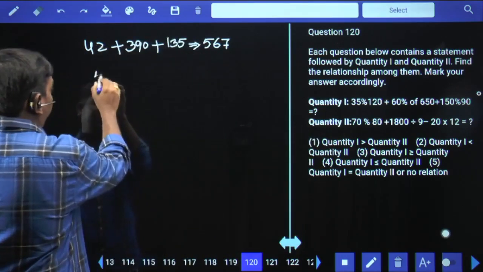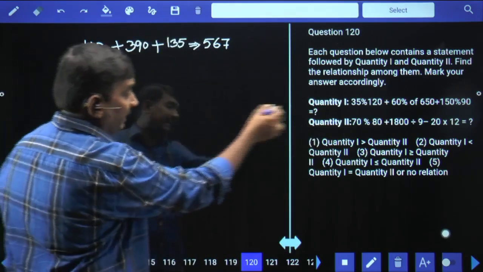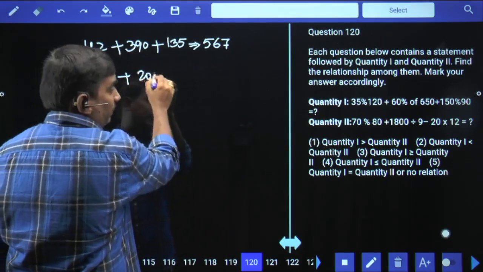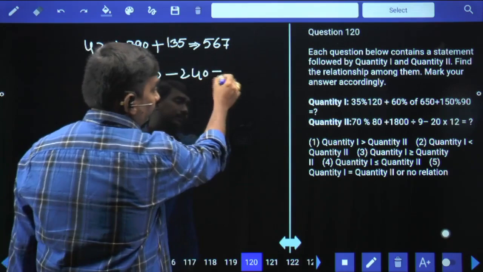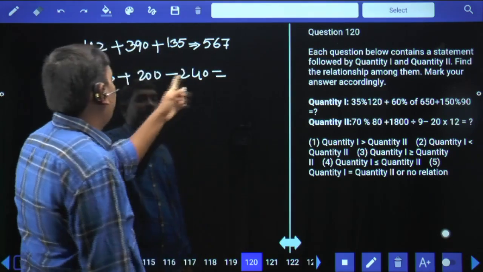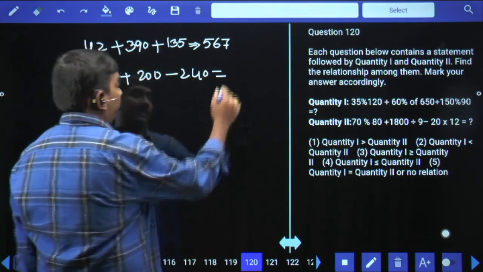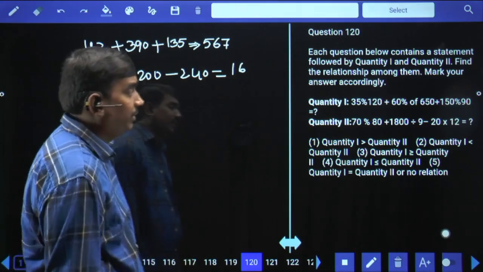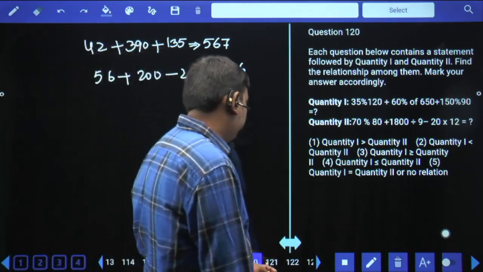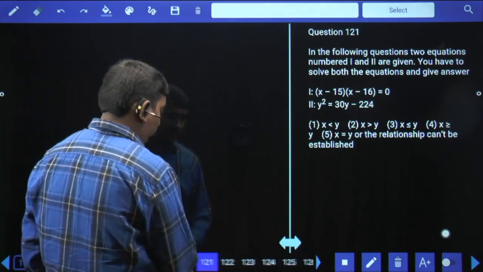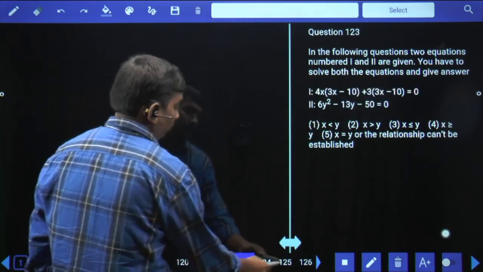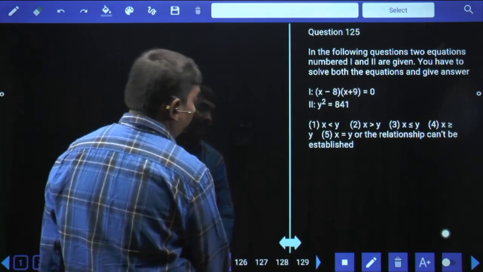70% of 80, 56. 1800 by 9, 200. 20 into 12, 240. 200 minus 240, minus 40. 56 minus 40 means 16. Quantity 1 is greater than quantity 2. So for quadratic equations, you can do that. 121, 123. These are very easy, you can do that.